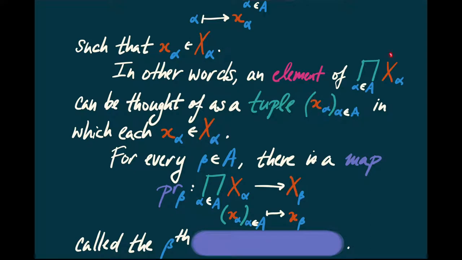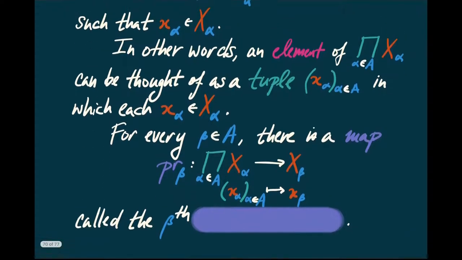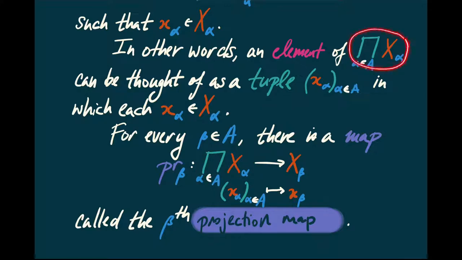The structure of the product is completely controlled by a collection of maps. We have one of these maps for each beta in A, and the map carries an element of the product, that is to say one of these tuples, x alpha, to the betath component of that tuple. This is called the betath projection map. This map completely determines the structure of this product. This product is kind of defined so that this map can exist and have good properties.